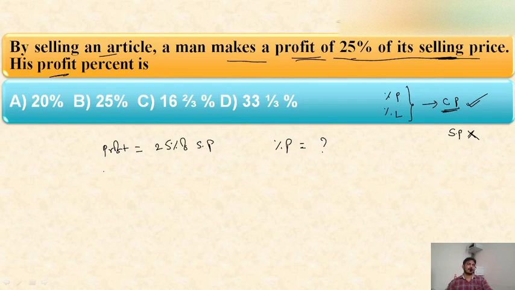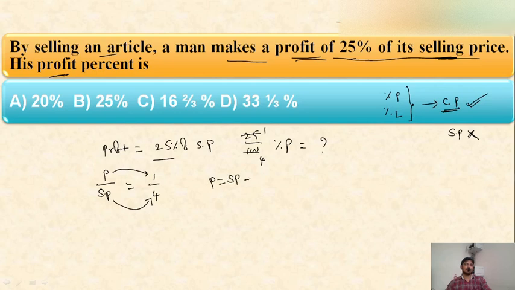So can I solve this? Profit divided by selling price is equal to 25 percentage, which in fraction form can be written as 25 divided by 100. 25 ones and 25 fours will cancel, and this becomes 1 by 4. So here the selling price will be 4 parts and the profit will be 1 part. We know the profit formula: profit is equal to SP minus CP. Here the profit was 1 part and the selling price was 4 parts. Then what is the CP value? CP will be equal to 3 parts.